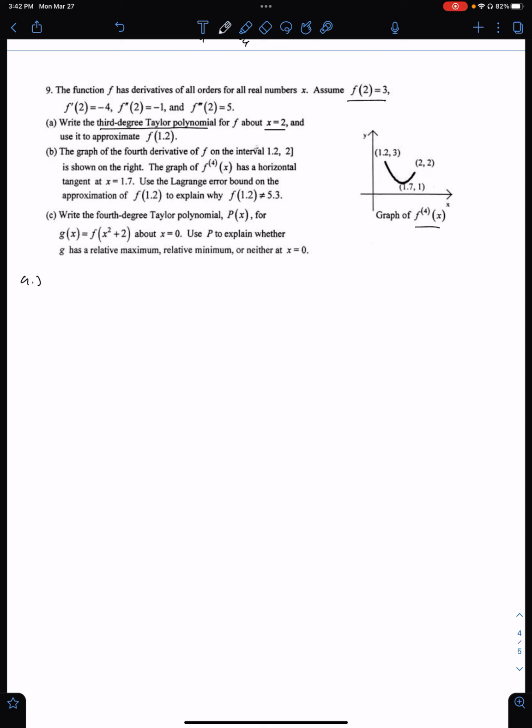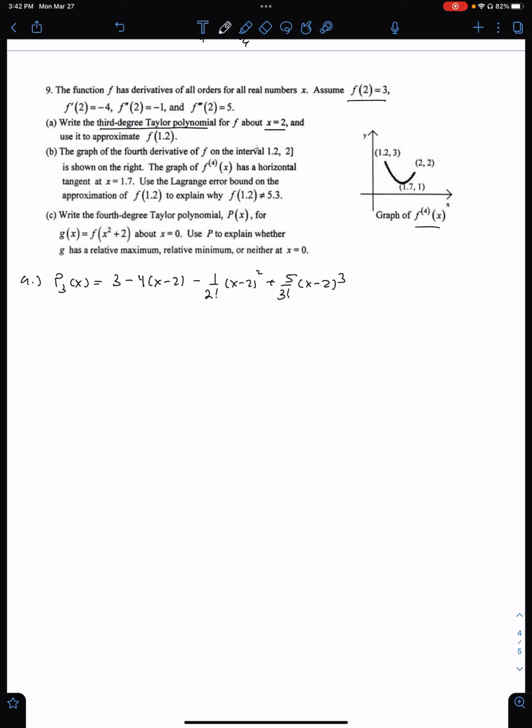So to go ahead and solve this one, write a third-degree Taylor. Remember, write it this way: P3 of x equals, the first term is 3, minus 4 times (x minus 2), since we're centered at 2, minus 1 over 2 factorial times (x minus 2) squared, plus 5 over 3 factorial times (x minus 2) cubed. And there's our Taylor polynomial right there.